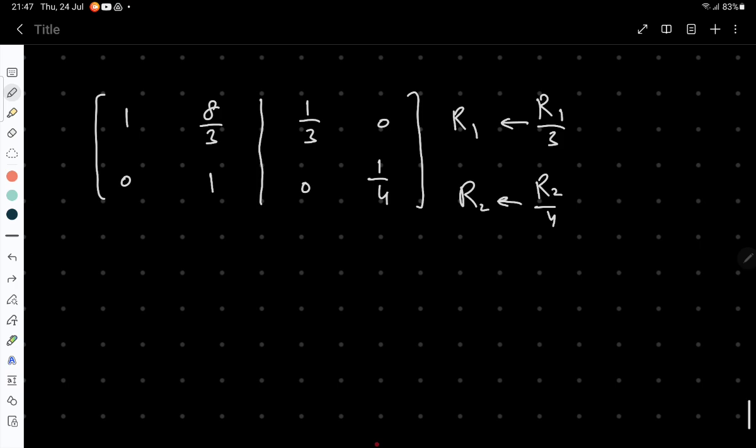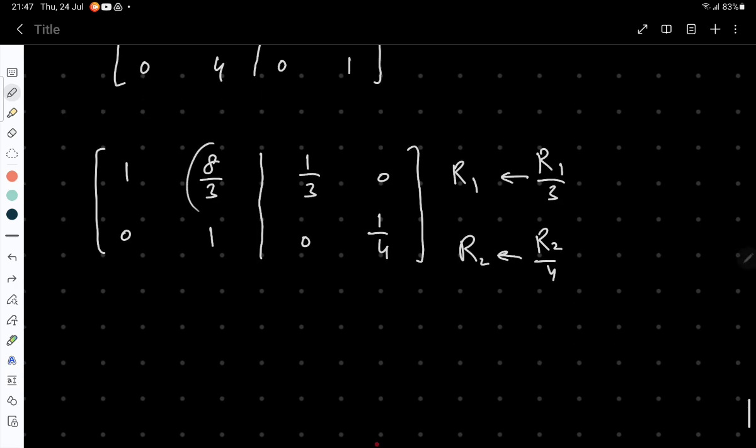So now my aim is to make this 0. How can I make this 0? If I write 8 by 3 minus 8 by 3 times this one. Okay, so the first 8 by 3 is R1 and the last one is R2. So what is meant by this?